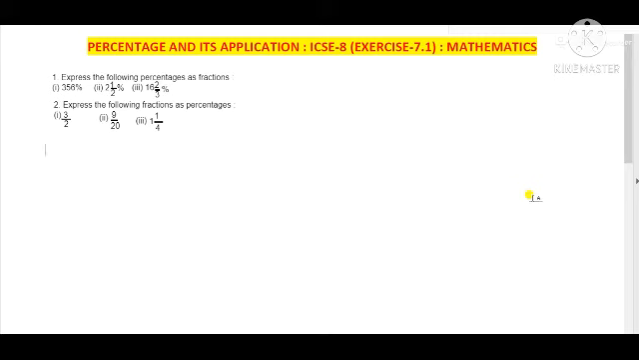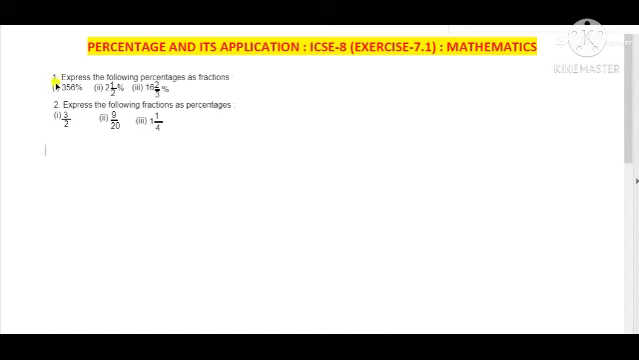Welcome students. Today I shall discuss class 8 exercise 7.1 mathematics ICSE, percentage and its application. How to solve all these sums step by step.